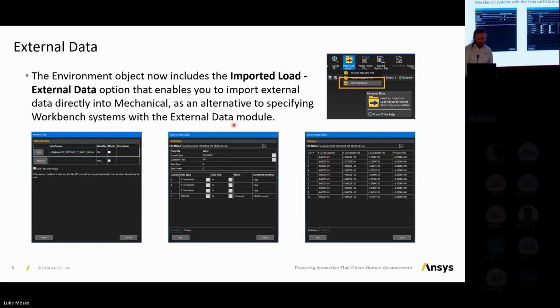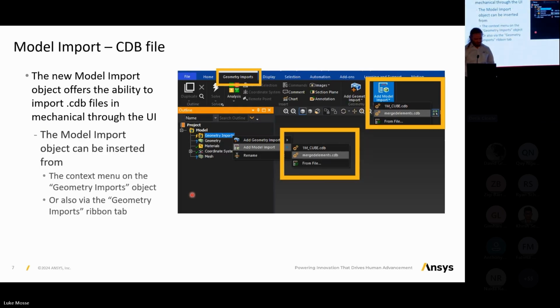And you get the same options here as you would get if you're using external data in the Workbench environment. So if you use the external data in Workbench, you import a mesh file from some other solver or Ansys, and then you get all these options for selecting unit systems, which features you want to import or deactivate, or if you want to do translations and rotations of the mesh, what have you.